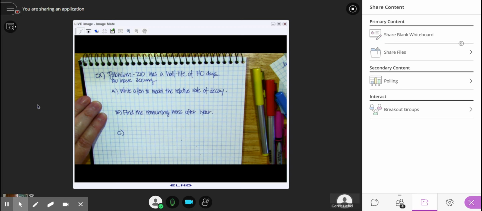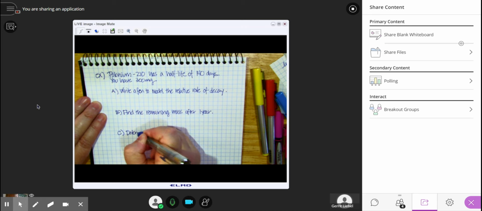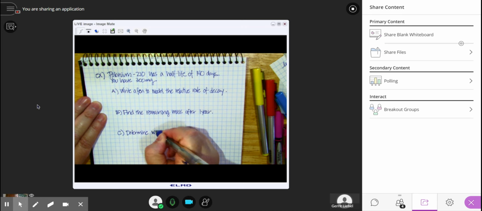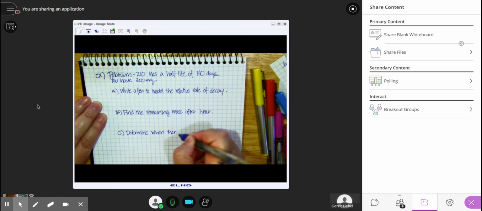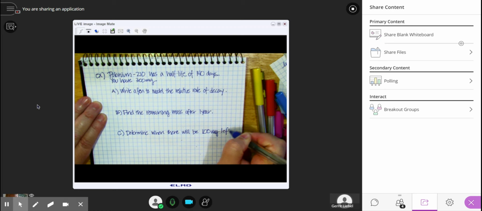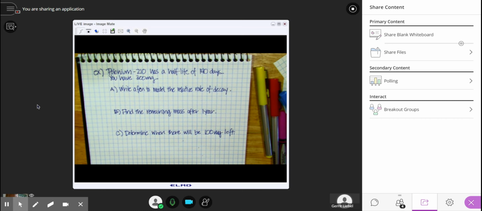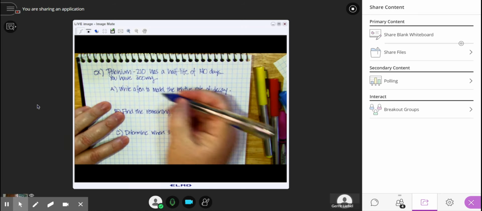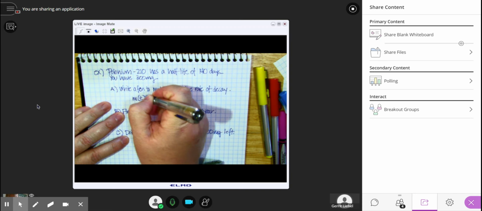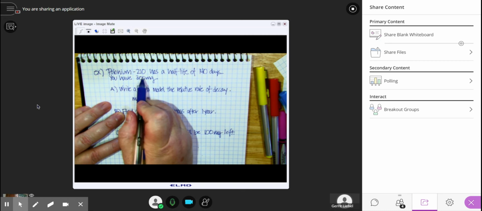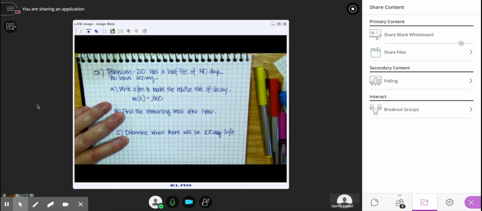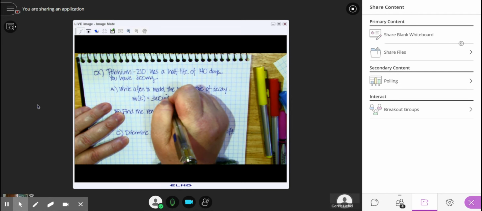And then for part C, we want to determine when there will be 100 milligrams left. Okay. All right. So write a function to model the relative rate of decay. The relative rate of decay is m of t equals our initial amount, that's 300, times e to the negative rt.